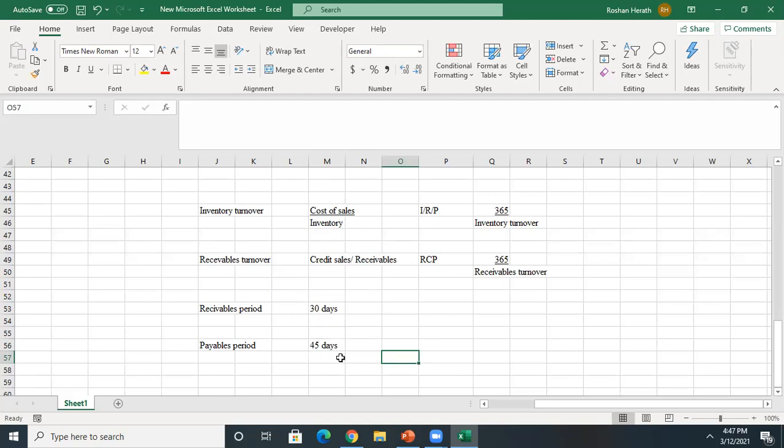So you manage your credit better. Then you may not run into liquidity problems.